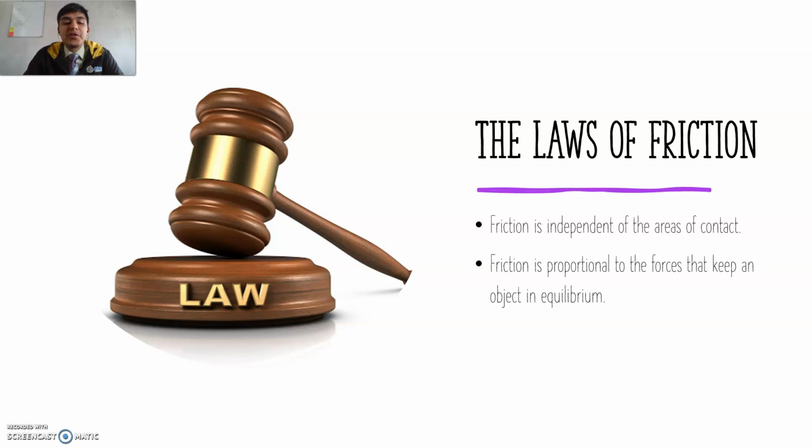The friction is proportional to the forces that keep an object in equilibrium. Like I mentioned before, there are certain objects that are motionless, so when you try to move them, they are going to remain still. Why does that happen? It's because friction is the opposite force that is actually obstructing the motion of that object.